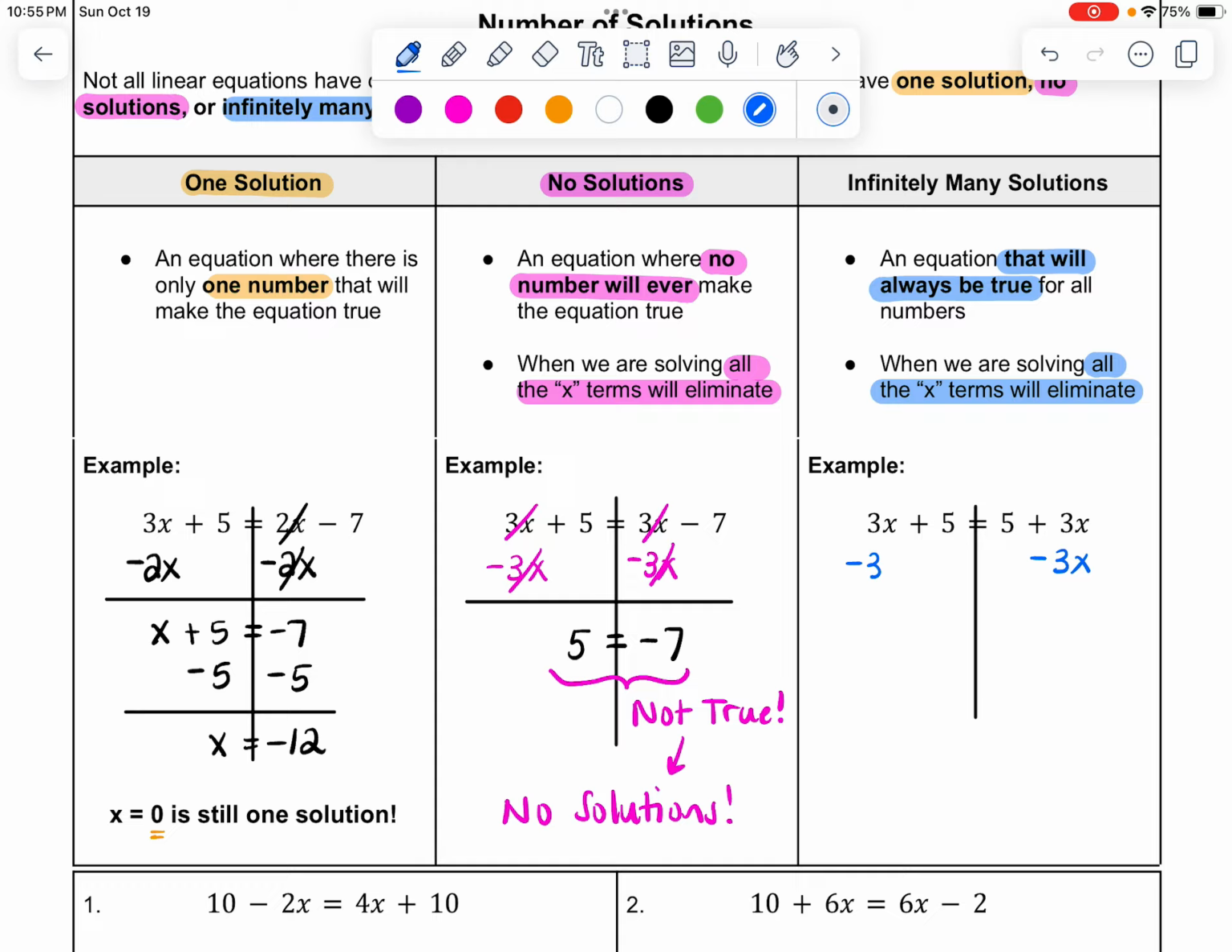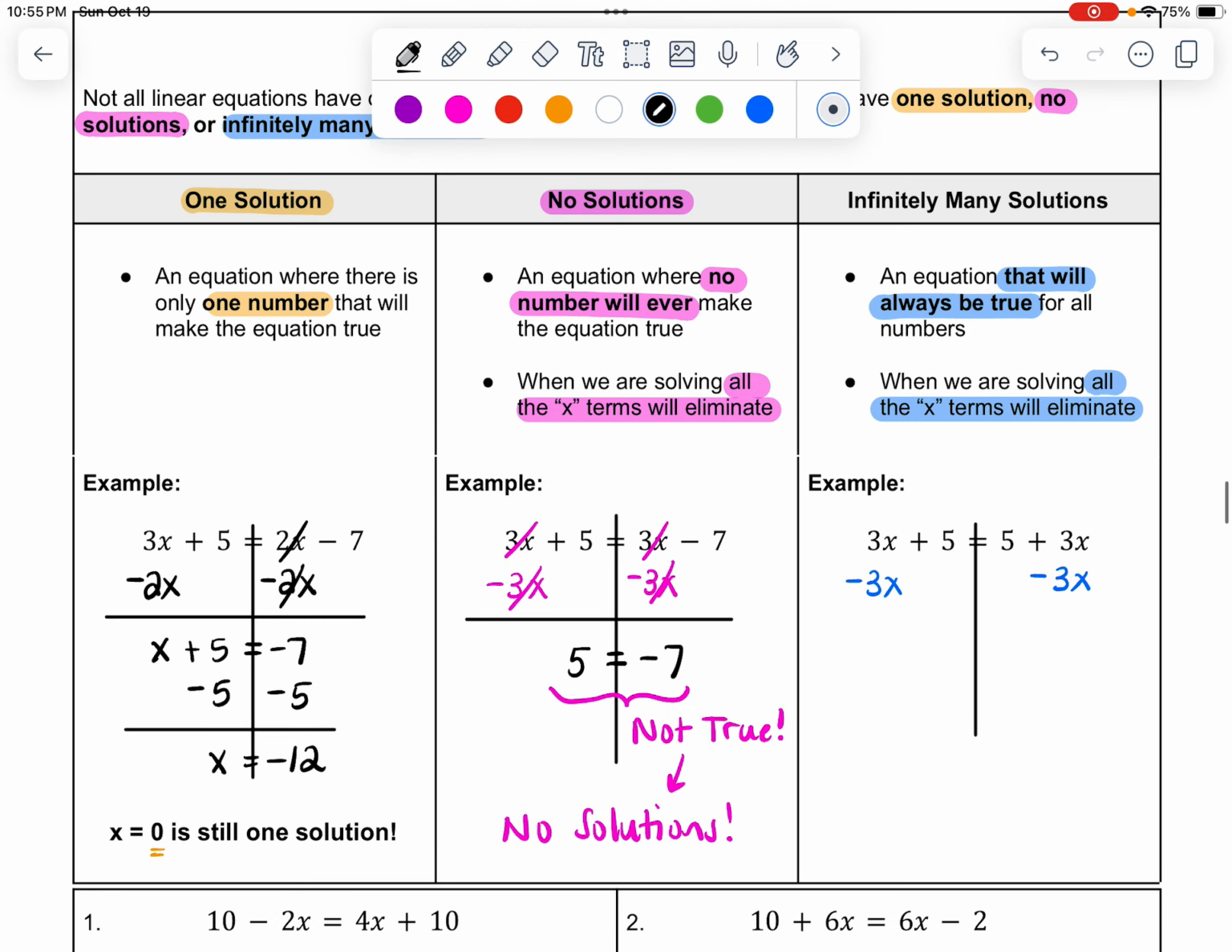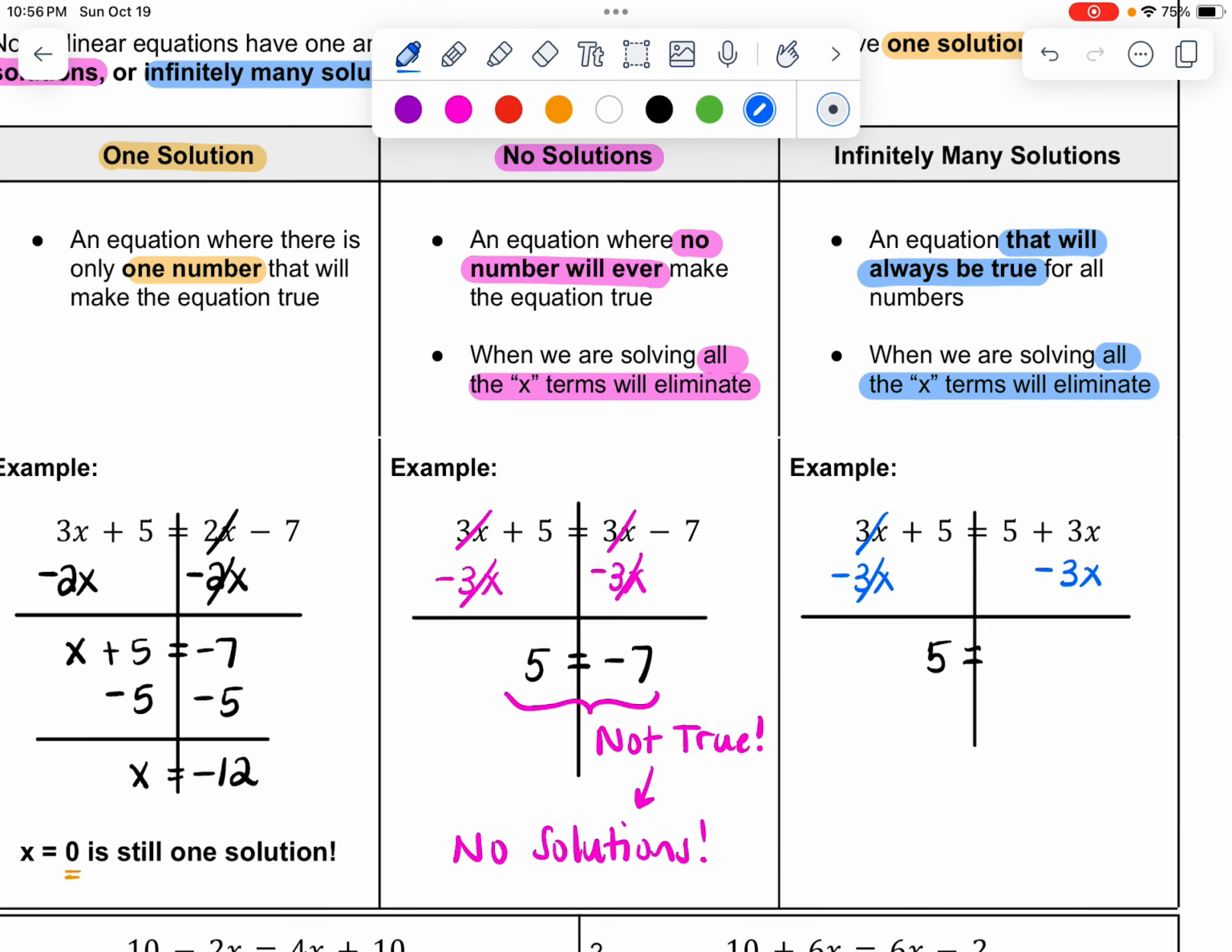I'm going to subtract 3x on both sides. And when I do that, my 3x cancels my 3x, so I just get 5. And my 3x cancels my 3x, so I get 5 again. 5 actually does equal 5. This is true. As a matter of fact, 5 always equals 5, forever and ever and ever. So I would say that there is infinitely many solutions.